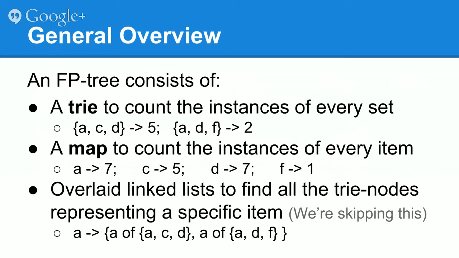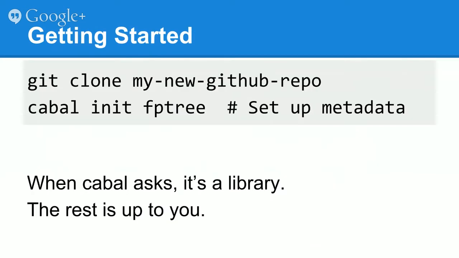All right. The map is pretty simple, takes up a lot less space. It's just for each item, count how many times it appears at all. And then the linked lists are actually probably the most complicated part of it, and I have a hard time examining exactly how to make that functional, so I'm leaving that alone for right now. Let's move on to the next one.